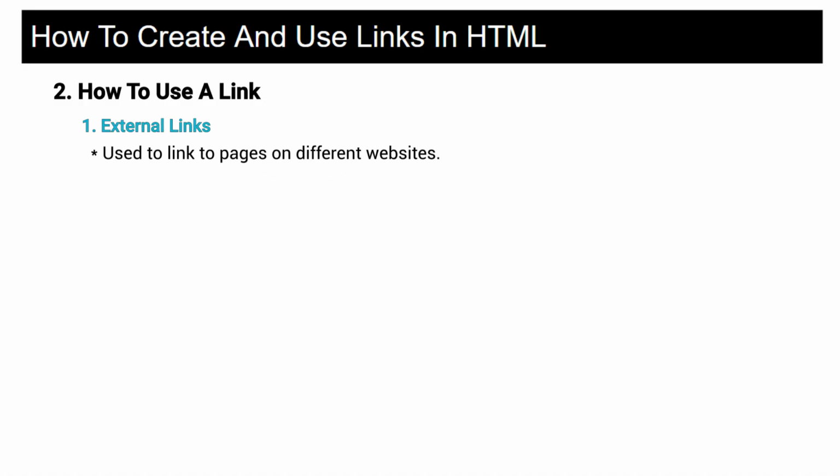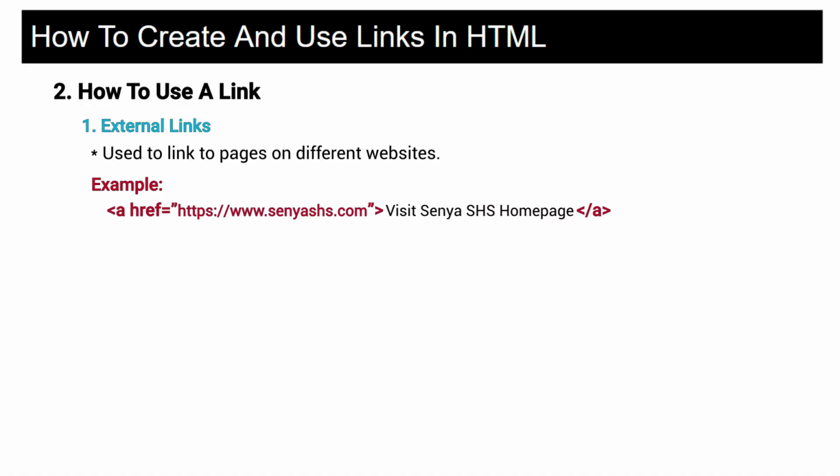So let's take a look at the example again. The A tag creates the clickable link. The href attribute stands for hyperlink reference. This tells the browser where the link should go. In this case, it points to senyashs.com. Visit Senya SHS homepage is the text that users will see and click on. It's what appears on the web page.